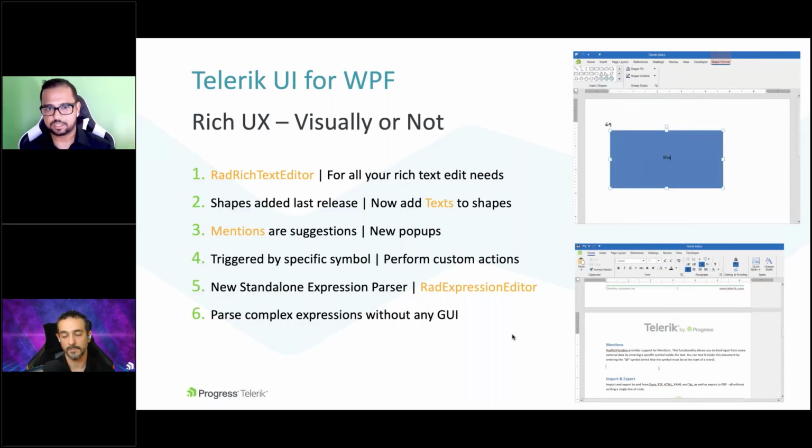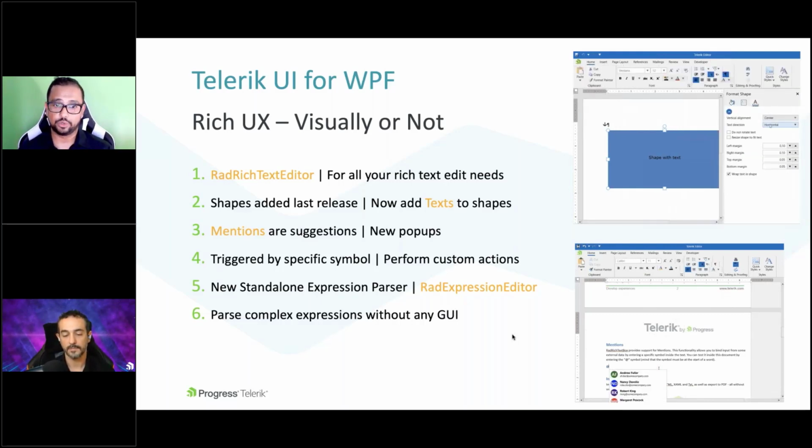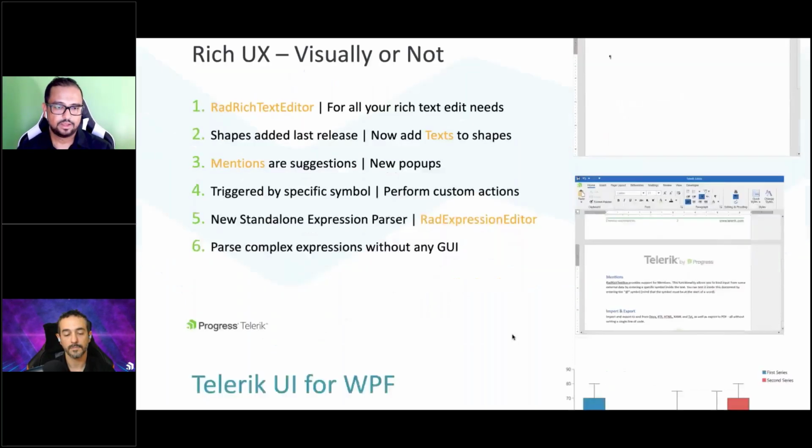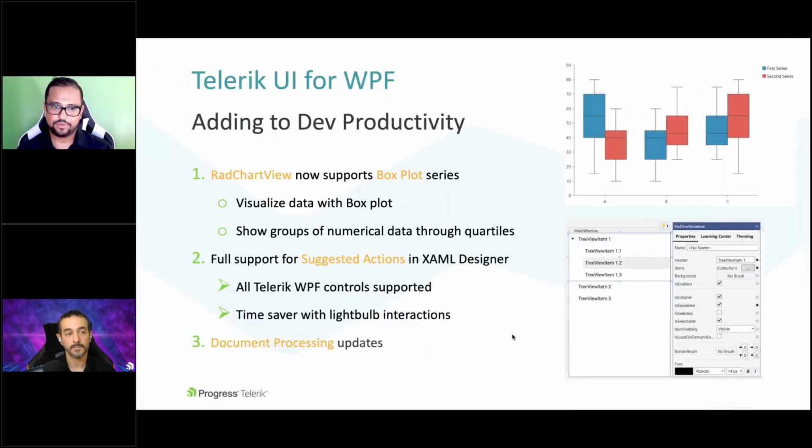So think about Lambda expressions, anything you want to compute and just be able to show the end result of the expression in your UI without showing any other GUI. So you have that as well. More stuff here. We've had the RAD chart view, which does a whole other types of charts, but the box plot series is new, for you to show a box and then a range in numerical data through some quartiles.